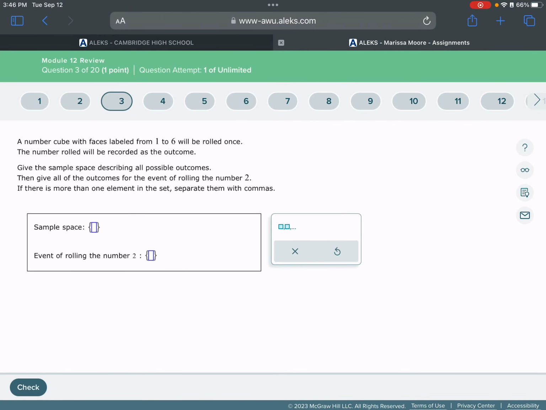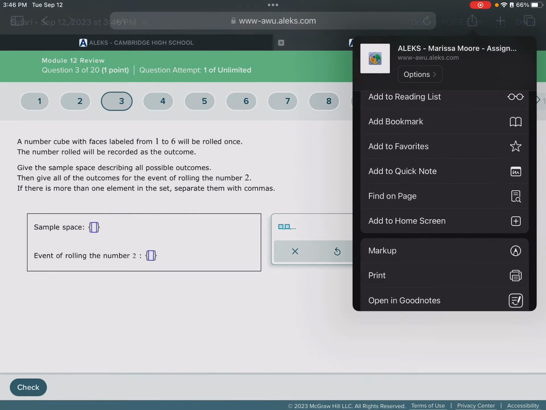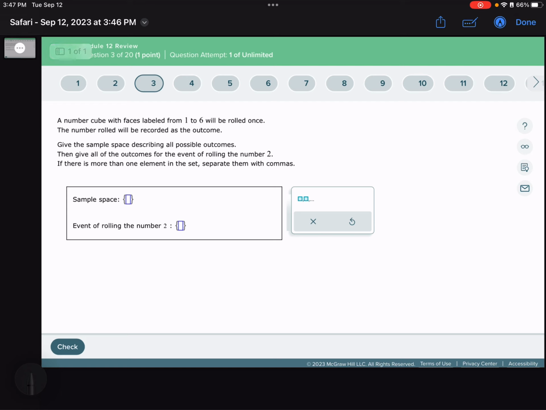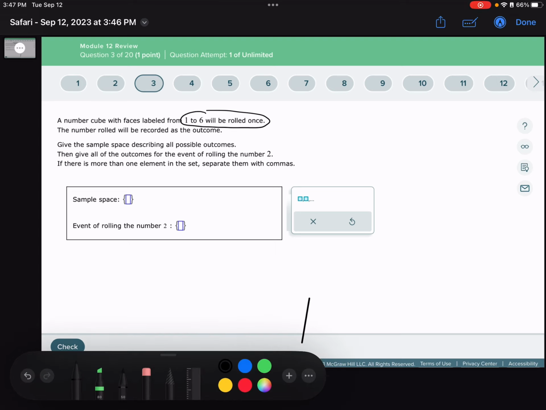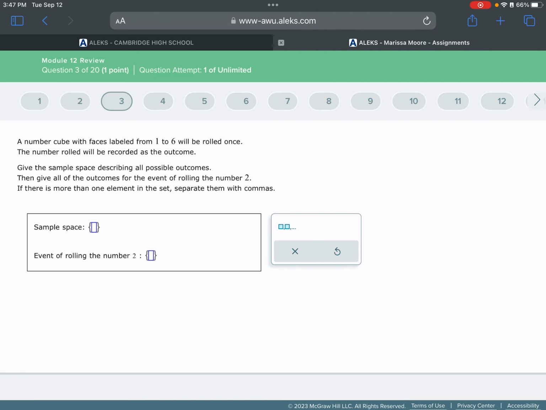Question number 3 is a sample space question. Your sample space is any of the possibilities. So I have 1 through 6 on my dice. So my possibilities then are 1, 2, 3, 4, 5, and 6. Then the event of rolling a 2, the only outcome I have if I want a 2 is 2.